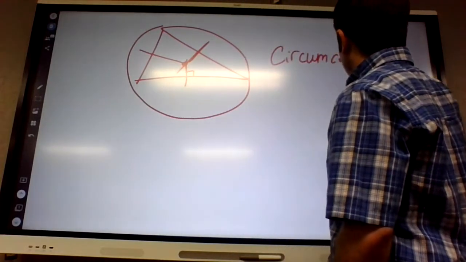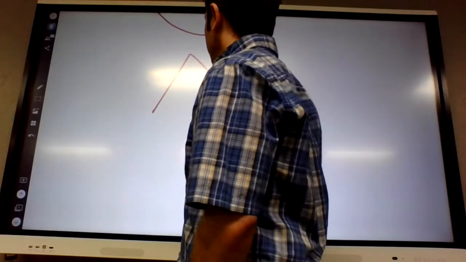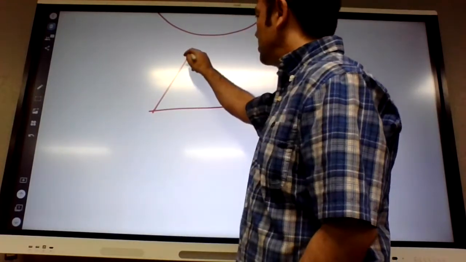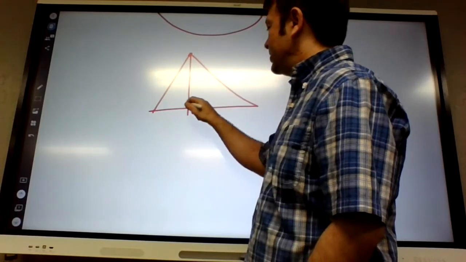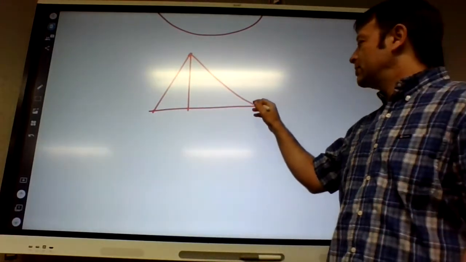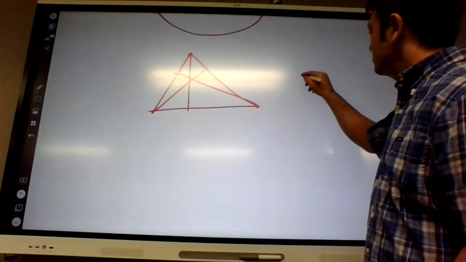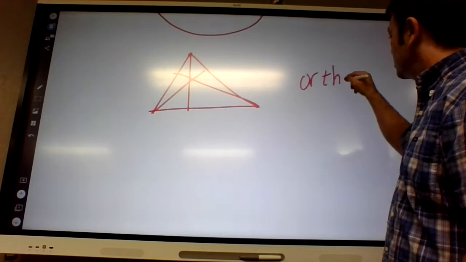Yeah. Okay, and then we also did altitudes. How do you draw an altitude? Straight to the point all the way. Go to the vertex, straight to the ground, not in the center. And where do all the altitudes meet at? The orthocenter. Orthocenter.